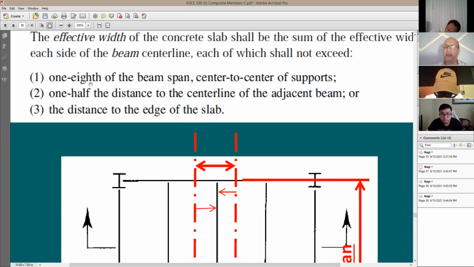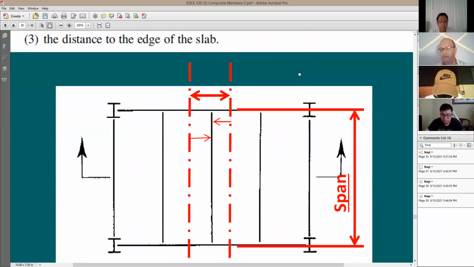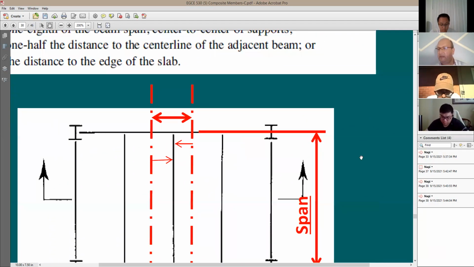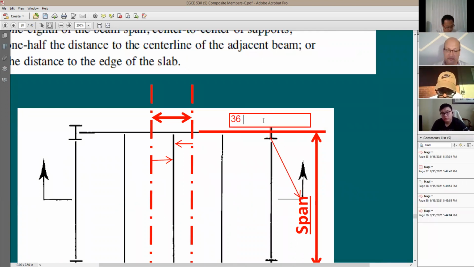The first is 1/8 of the beam span, center to center support. So here's the beam span, 1/8 of that. Let's say the beam span here is equal to, and I need your help with this, let's say the span is equal, I'm gonna put a number here, let's say 36 feet.